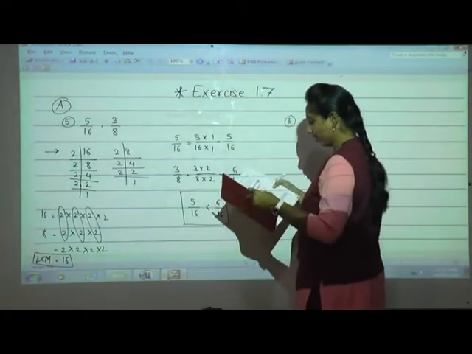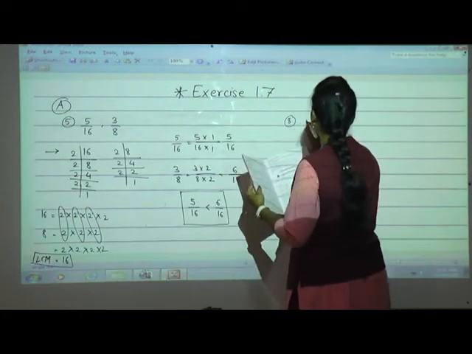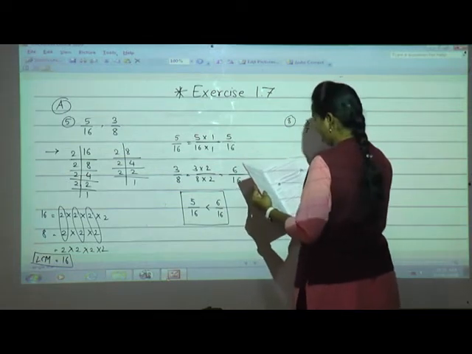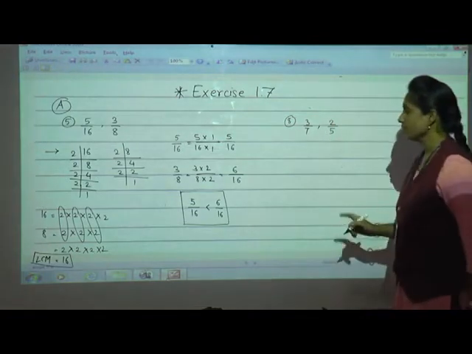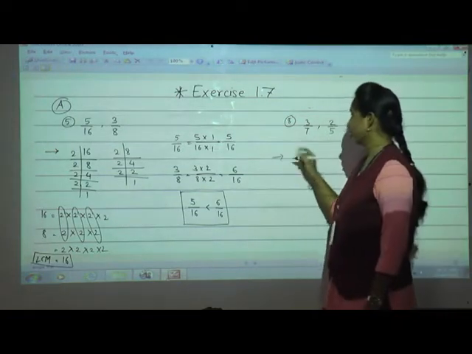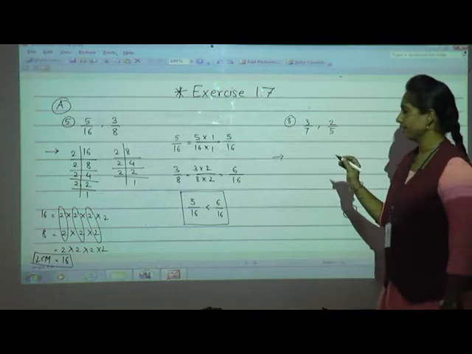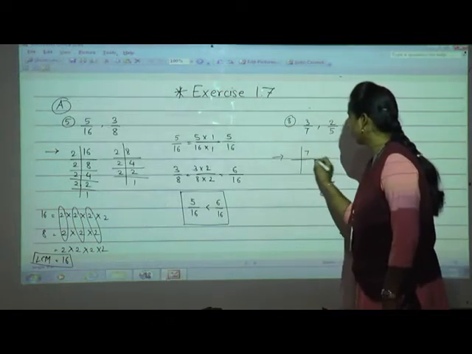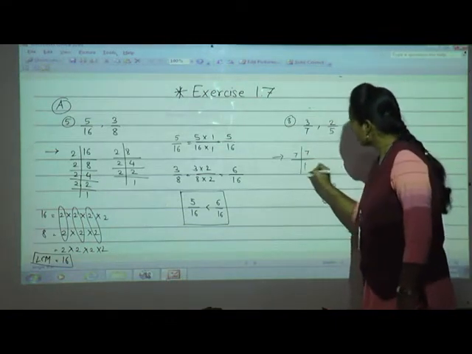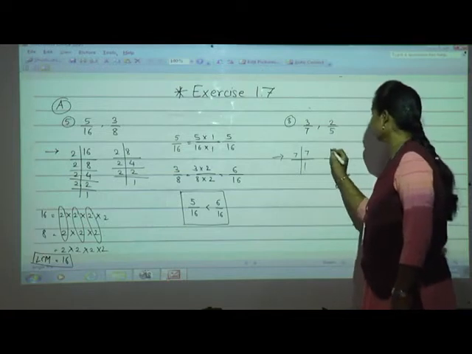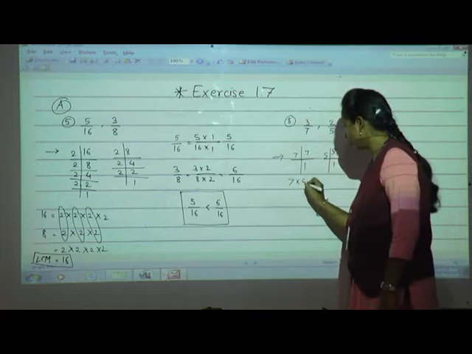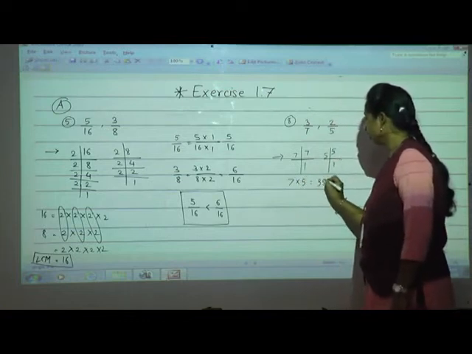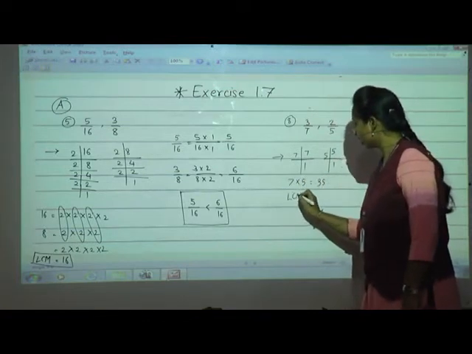What is the 8th one? 3 upon 7, comma, 2 upon 5. Now see, we need to find out the LCM because denominators are different. Now see, 7 ones are 7. What about 5? 5 ones are 5. So 7 multiplied by 5 is 35. 35 is what? LCM.